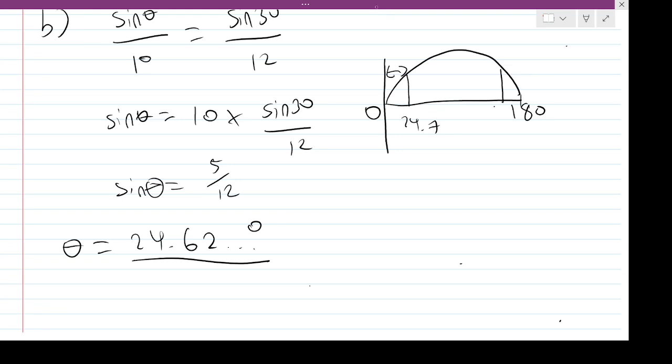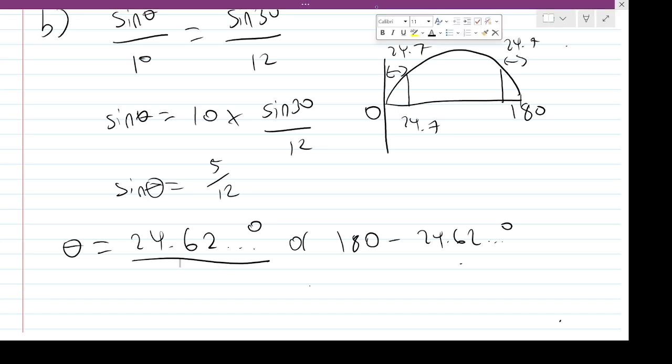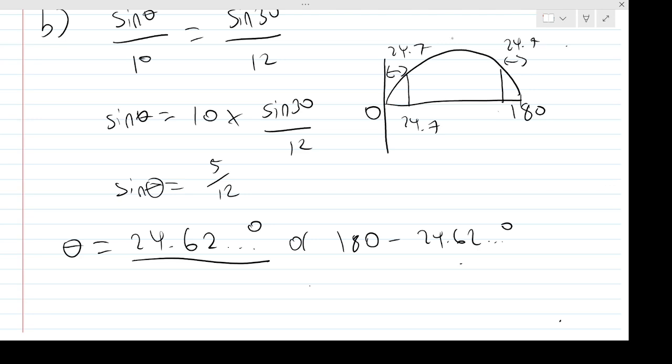So to get this other solution for theta, it's going to be 180 take away this angle 24.62. Because if the gap is 24.7 either end, that solution, that angle theta, is the gap. So 180 take away that gap will get me this other solution there. If I work that out, 180 take away 24.62, I get 155.38 degrees. Okay, so I've got two solutions then.